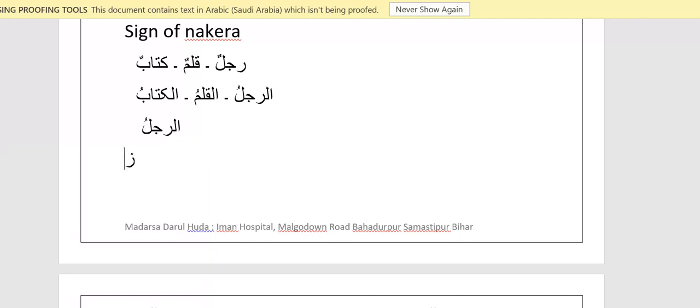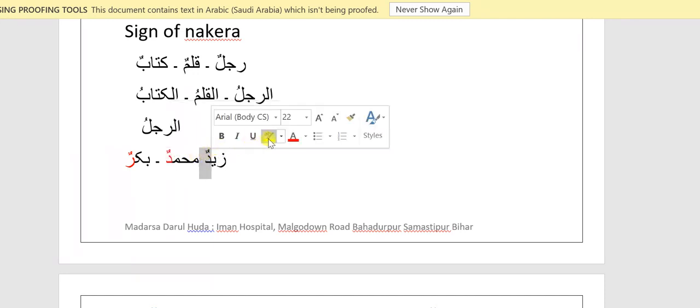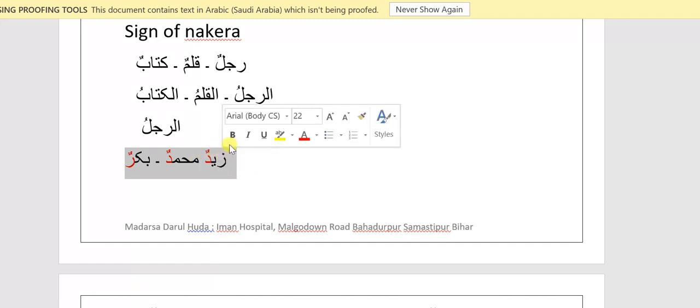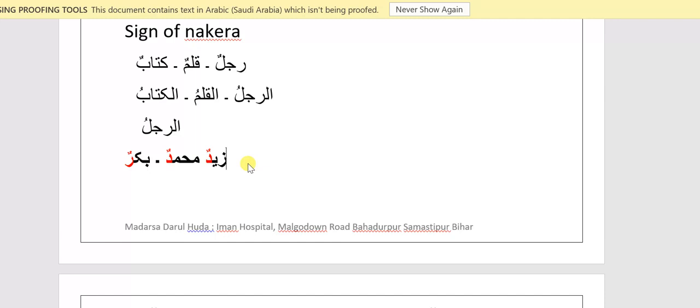Again, now I'm saying Zaidun or Muhammadun or Bakrun. All these words are names of a specific person, but they all have tanween on them, the sign of nakira. So now the question is whether we should consider all these words as marifa or nakira. So just remember, every naming word will always have tanween on it, but they are still marifa, not nakira. These are the exceptions. Any word having tanween is nakira, except naming words or proper nouns, which do have tanween, but are considered marifa, not nakira.